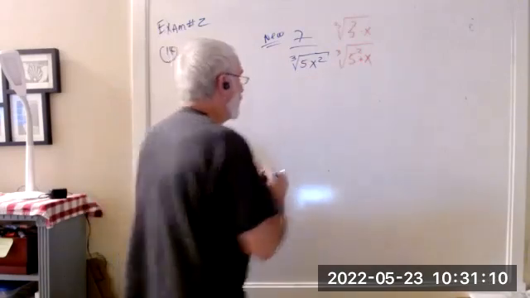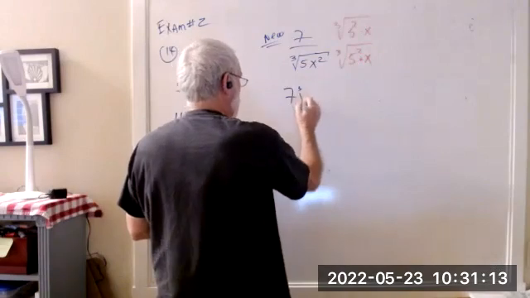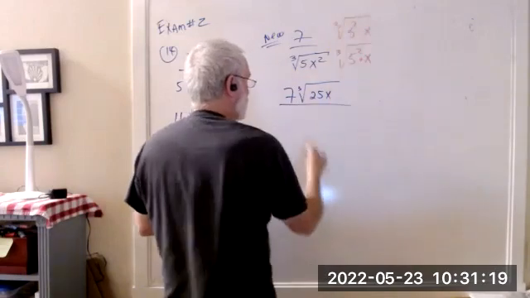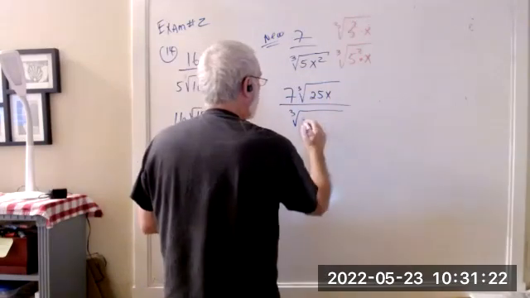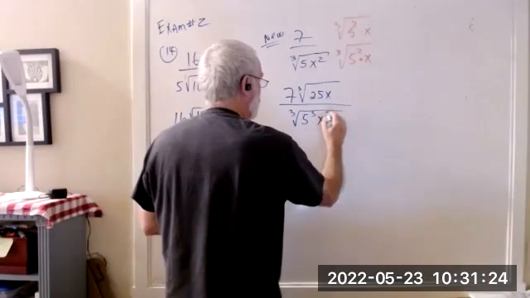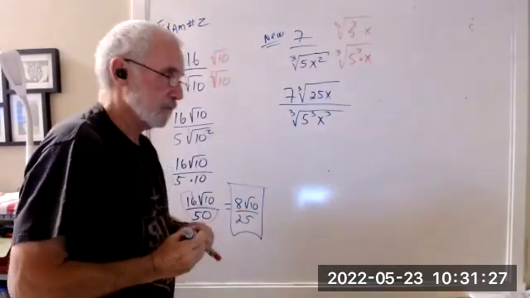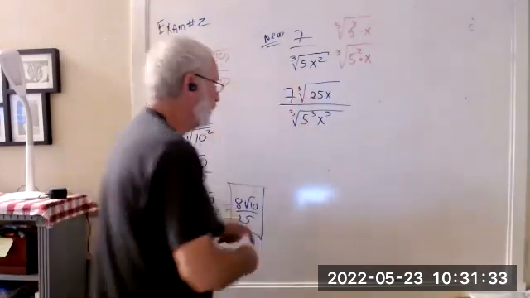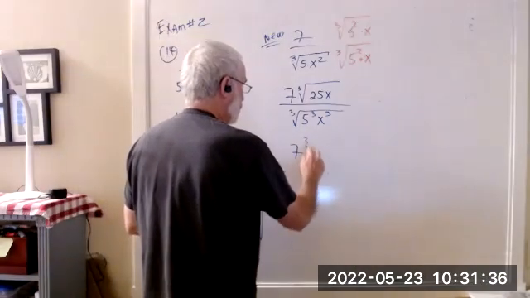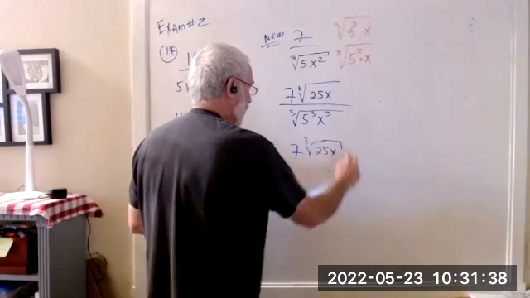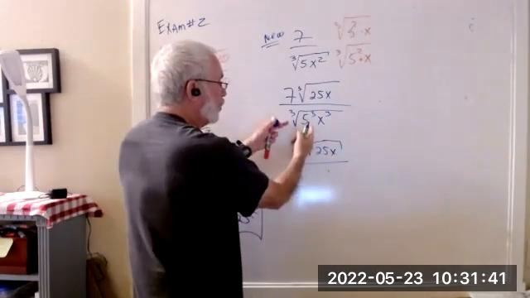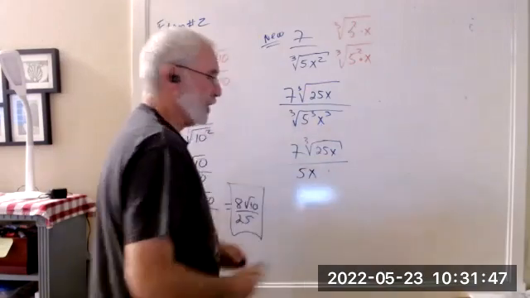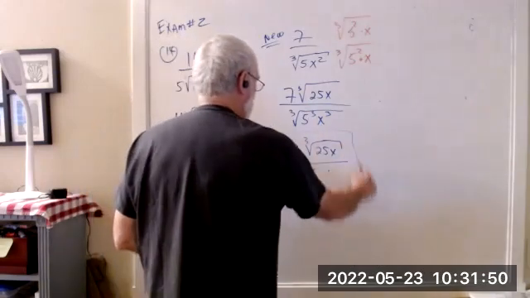So putting all this together, you get 7 times the cube root of 25x, because that's what 5 squared is, over the cube root of 5 cubed x cubed. Because you made them perfect cubes inside of a cube root, now you can pull everybody out. So this is 7 cube roots of 25x on top over, now that they're cubes inside of a cube root, you can pull the 5 out and you can pull the x out and you're done. This would be the answer to this problem.